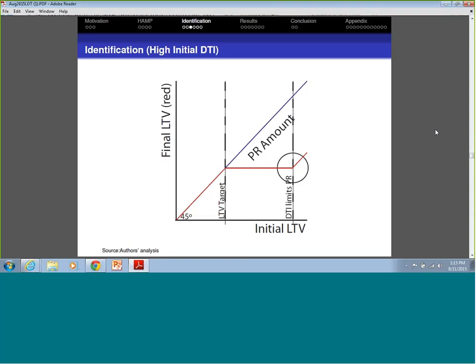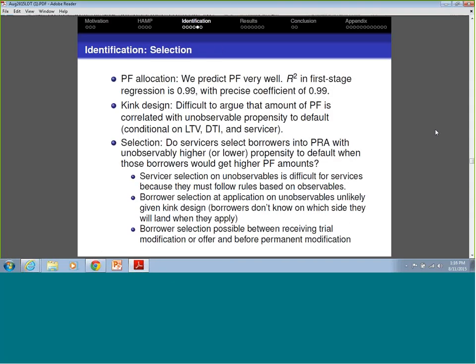Our method for determining the amount of principal forgiveness relies on us being able to predict servicers' behavior very well. And we do. We have an R squared of about 0.99, so we are able to predict what servicers actually do with borrowers very well. And the kink design makes it difficult to argue that the amount of principal forgiveness is correlated with unobservables, because the kink is determined by things that we can see, namely the LTV and DTI, but also because servicers are required to treat borrowers similarly, and their policies have to be auditable. So they have to treat borrowers based on their observable characteristics.